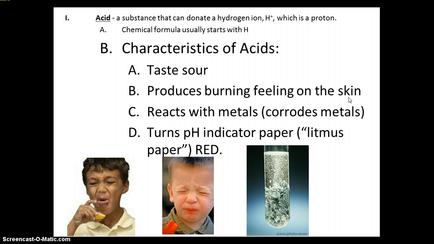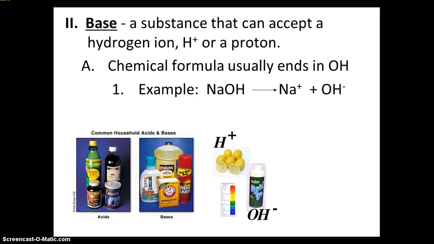And letter B, characteristics of acids. They tend to taste sour. They produce a burning feeling on the skin, react with metals, we call that corroding the metal, or it corrodes metal, and it turns pH indicator paper, which we call litmus paper, red. We'll talk more about litmus paper later.